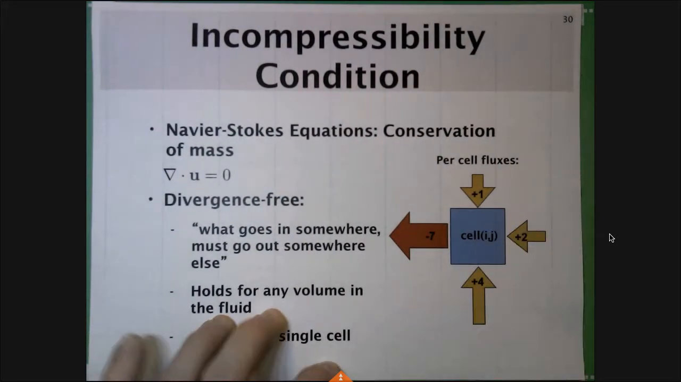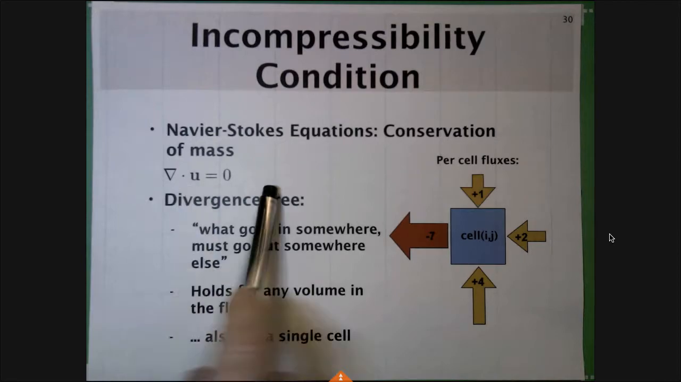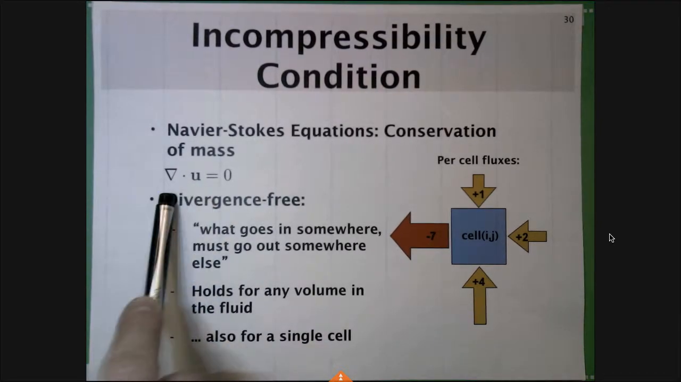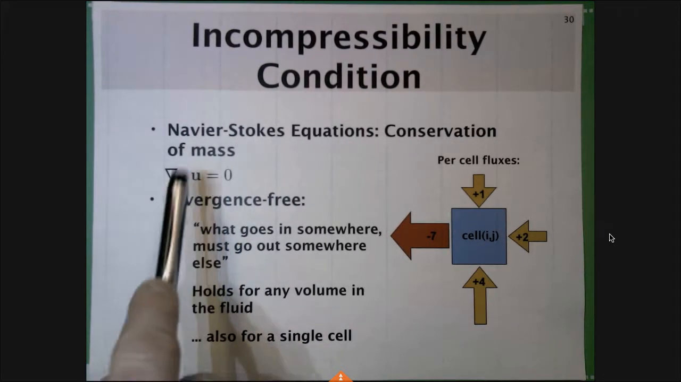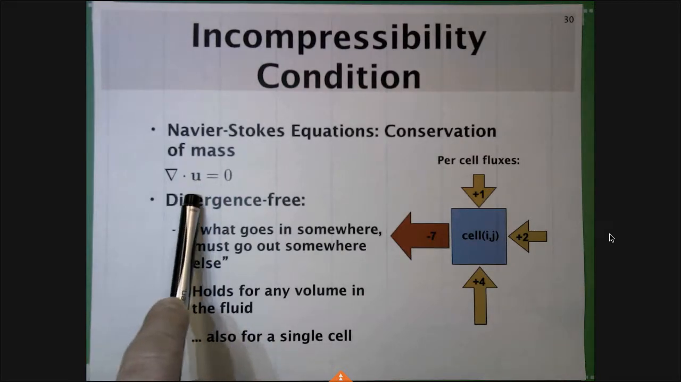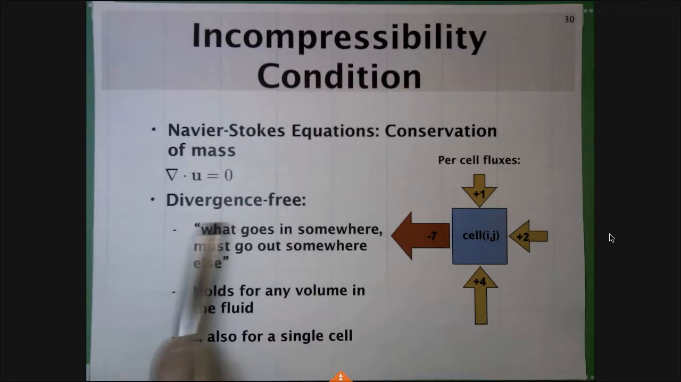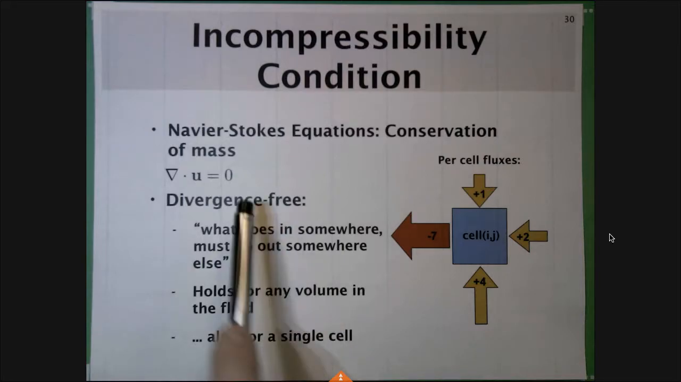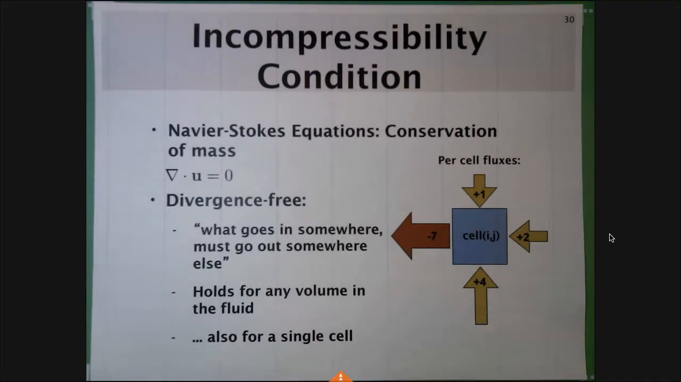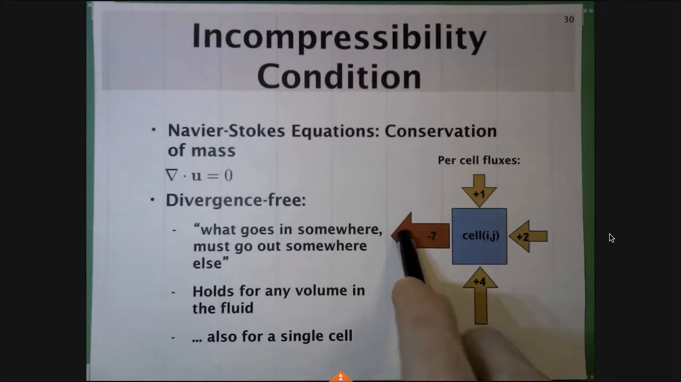So what incompressibility means, and that's the second part, is sort of like the constraint on the velocity field. It's called the divergence-free condition. It expresses the very intuitive notion that the amount of fluid that enters a cell has to also exit. So I don't have any source or sink at any point on my simulation domain.